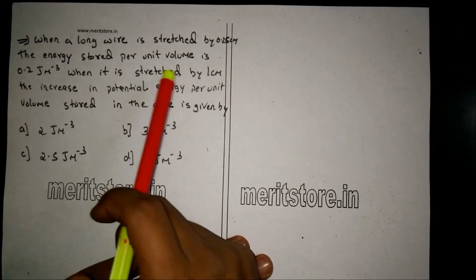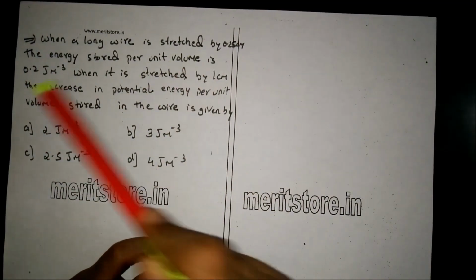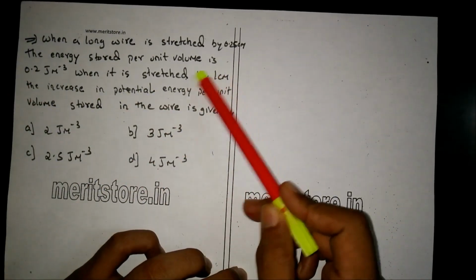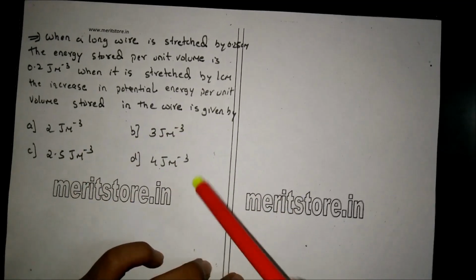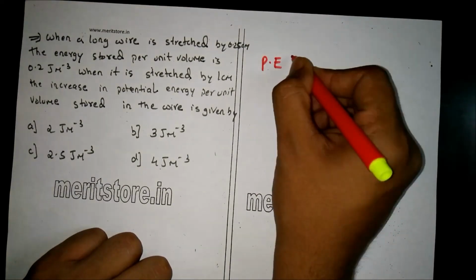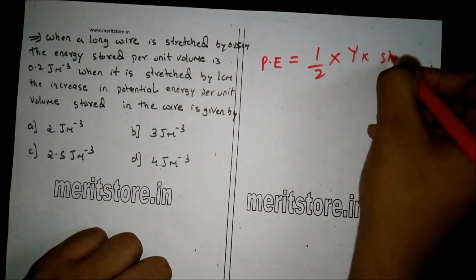A long wire is stretched by 0.25 centimeters. The energy stored per unit volume is 0.2 joules per meter cube. When it is stretched by 1 centimeter, the increase in the potential energy per unit volume stored in the wire is given by, here are the options. Now we know that potential energy per unit volume is equal to half into Y into the strain square.